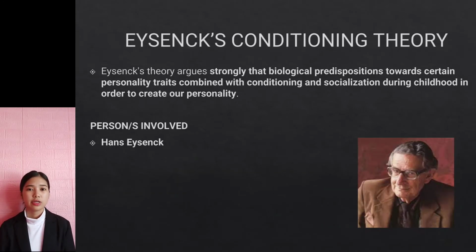Eysenck's conditioning theory. Eysenck's theory argues strongly that biological predisposition towards certain personality traits combined with conditioning and socialization during childhood in order to create our personality. This interactionist approach may therefore be much more valid than either a biological or environmental theory alone. Eysenck's personality theory of 1967 to 1997 describes three broad personality factors. These are extraversion, introversion, neuroticism, and emotional stability.